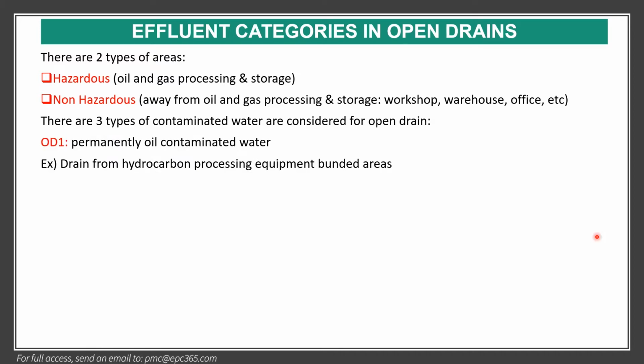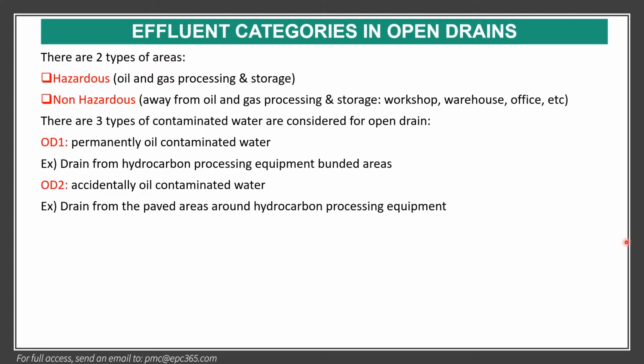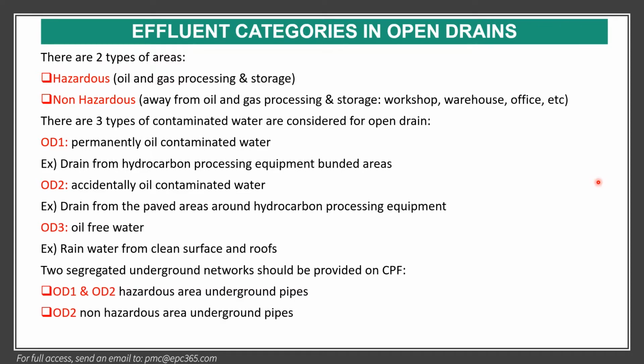So there are three types of contaminated water considered for open drain. One is OD1, permanently oil contaminated water, for example drain from hydrocarbon processing equipment bonded areas. OD2 is accidentally oil contaminated water, which is drained from the paved area around the hydrocarbon processing equipment. OD3 is oil-free water, rainwater from clean surfaces and roofs.